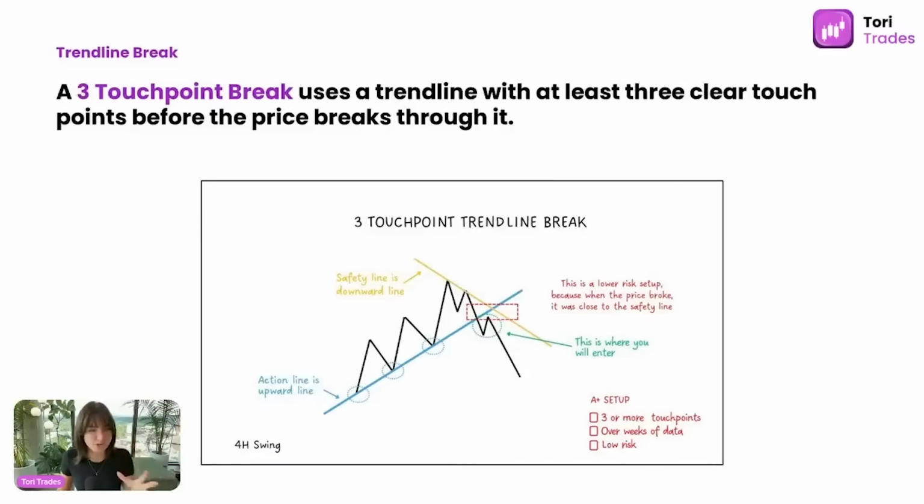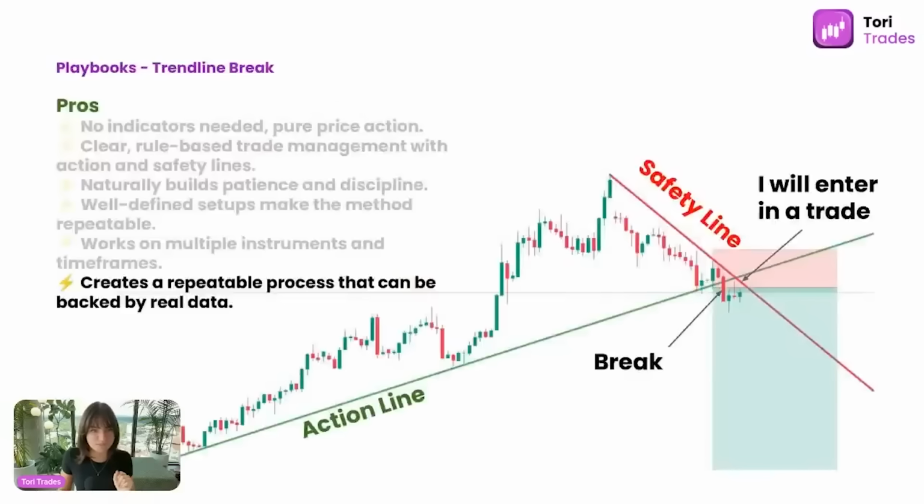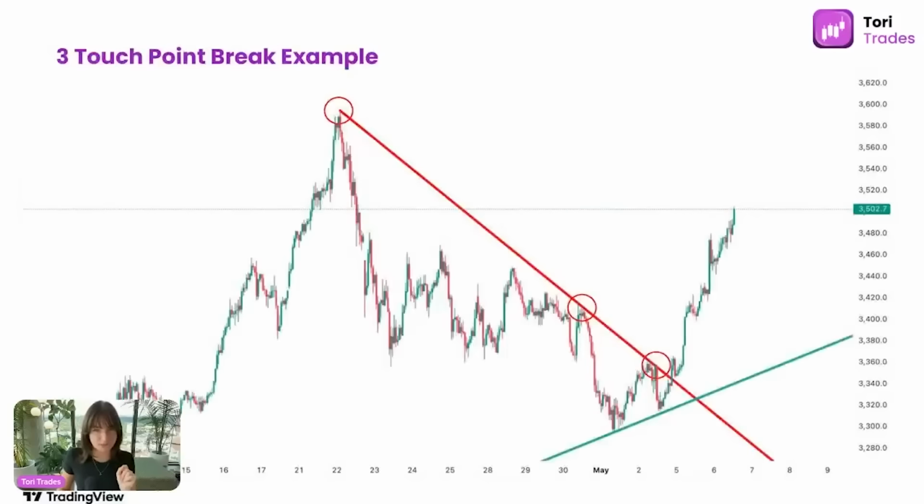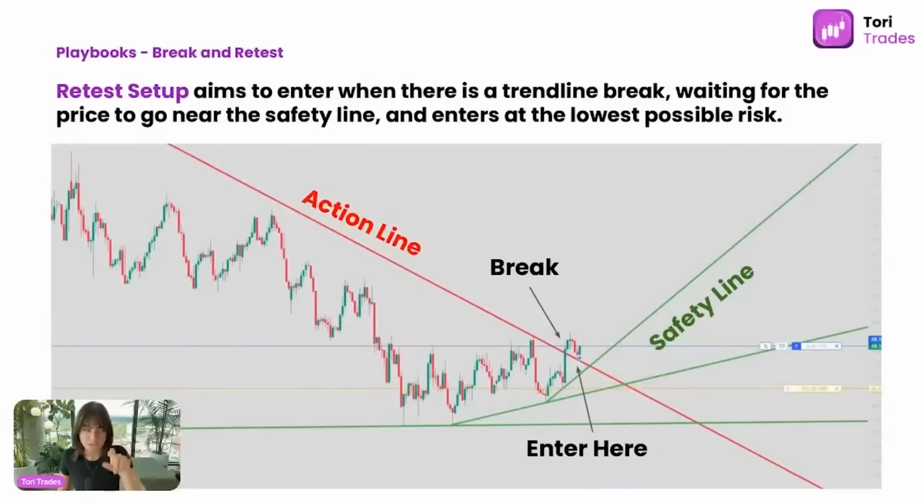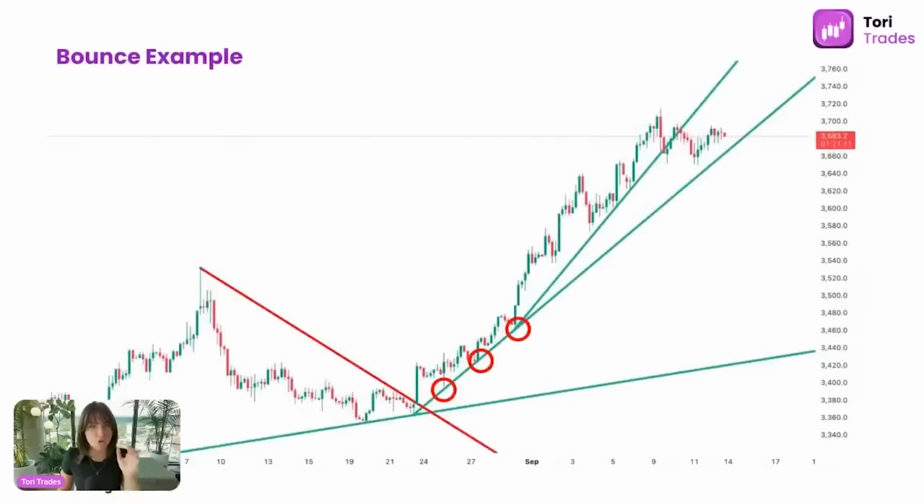Okay, if we're turning trading into a science experiment, what does it look like to create these different types of setups? We've got to have some sort of hypotheses when we're coming into trading. So these are just different types of setups. You've at least got one screenshot version of what a 3 touch point trend line break looks like, what a 2 touch point trend line break looks like, what a break and retest looks like, and what a bounce looks like.